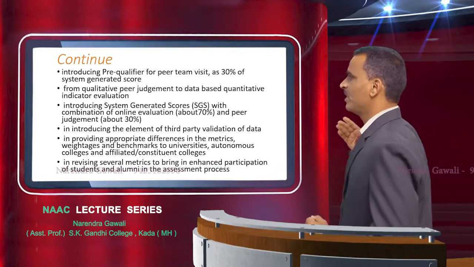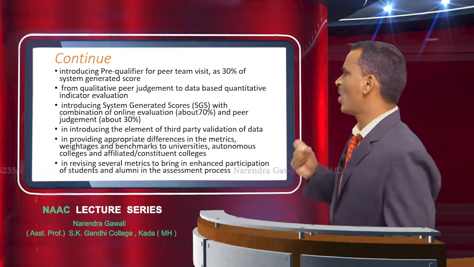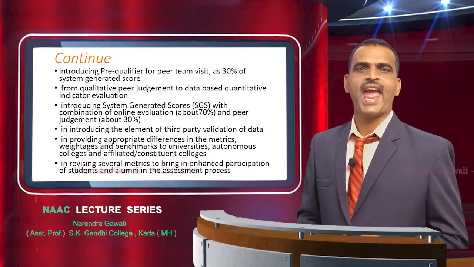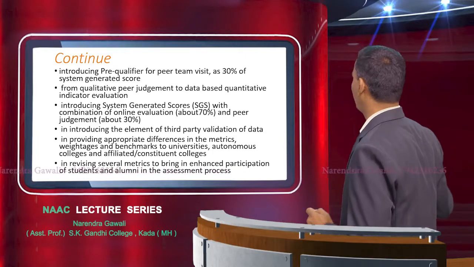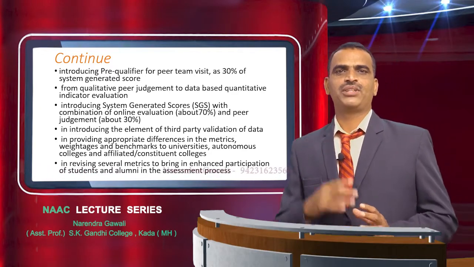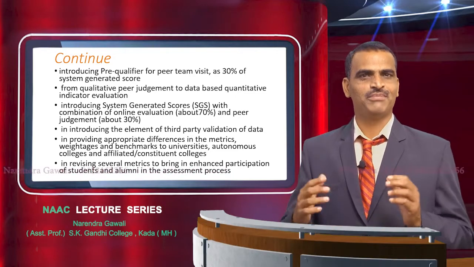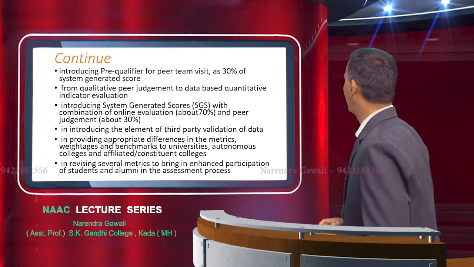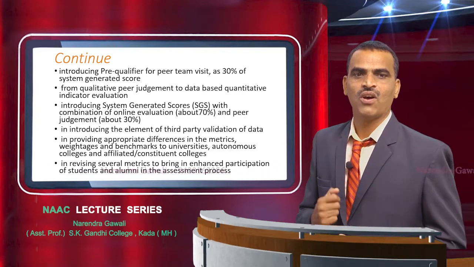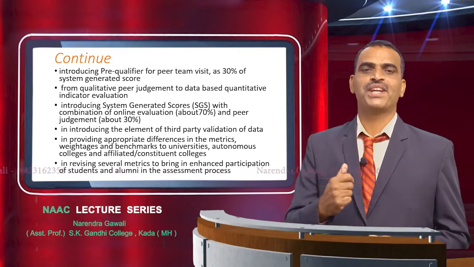NAAC has introduced a system generated score, that is SGS, with a combination of online evaluation, which is 70%, and the peer team visit or peer judgment, which is about 30%. So now NAAC has 70% online evaluation and 30% for the peer team on-site visit. They have also introduced the element of third-party validation of data, that is DVV, data validation and verification.